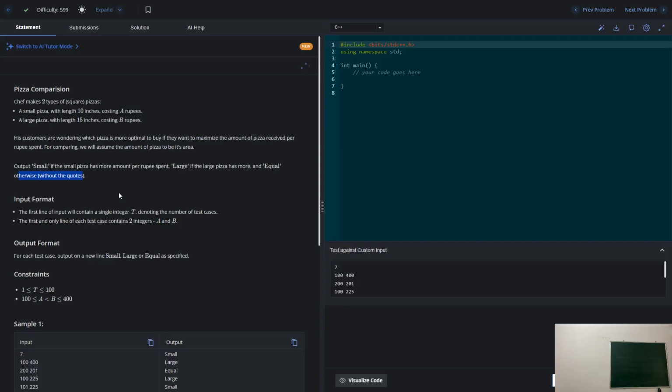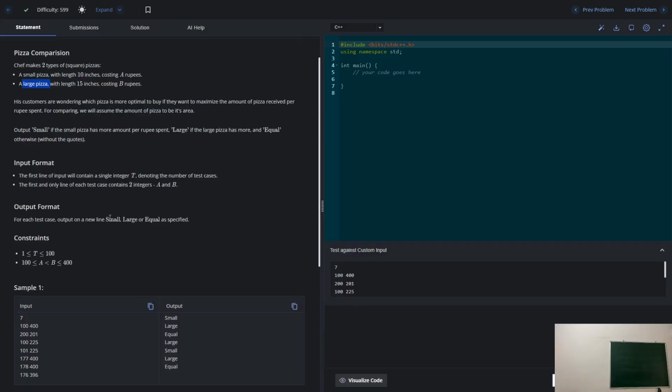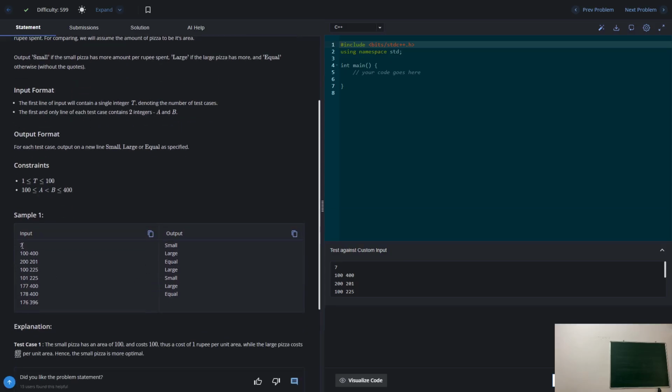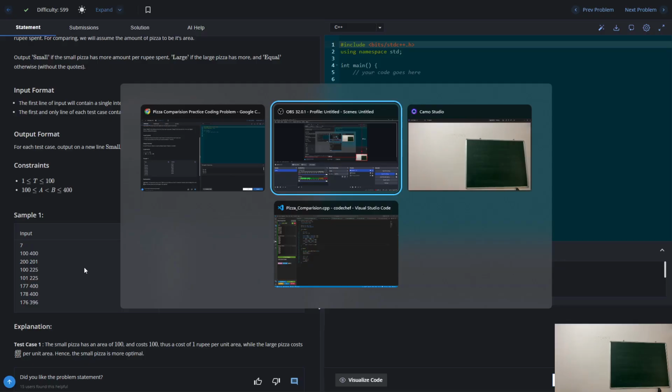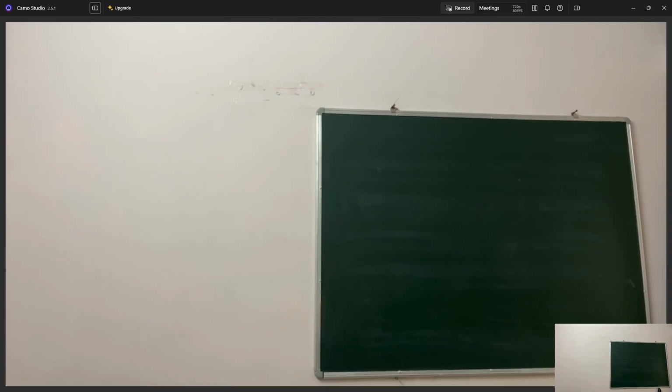Let's see the input. We have test cases. For every test case we have two integers a and b representing the cost of a small pizza and a large pizza respectively. We need to print which is optimal: small pizza, large pizza, or equal. We have 7 test cases. Let's understand the first test case, where a and b are 100 and 400. Let's go to the board and check how to solve this.